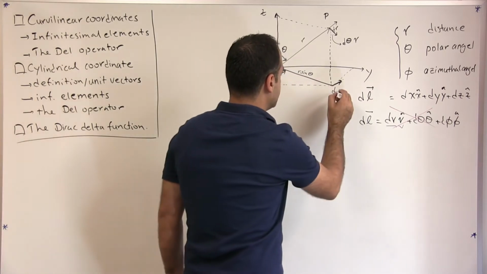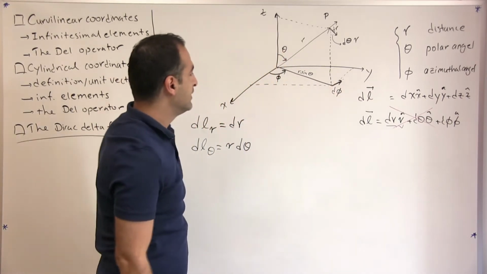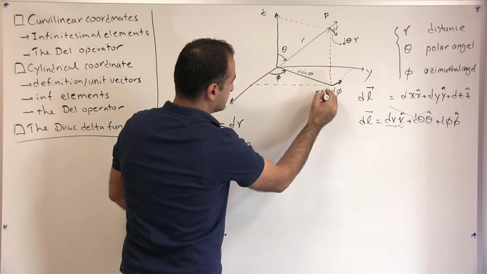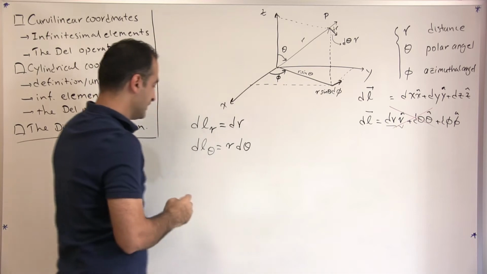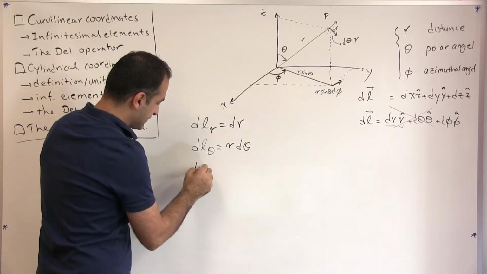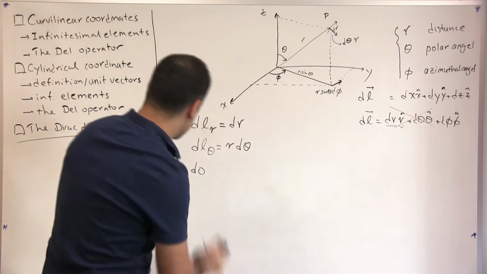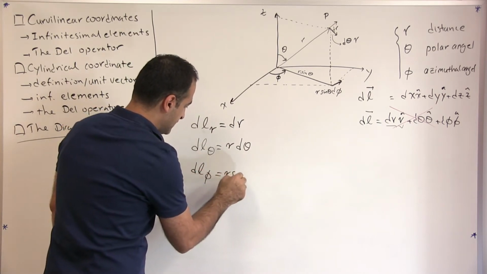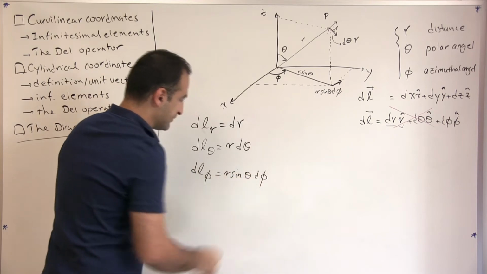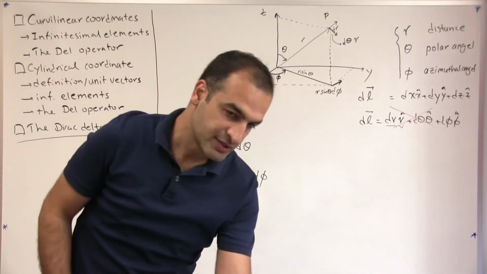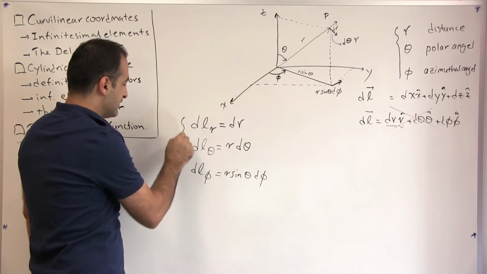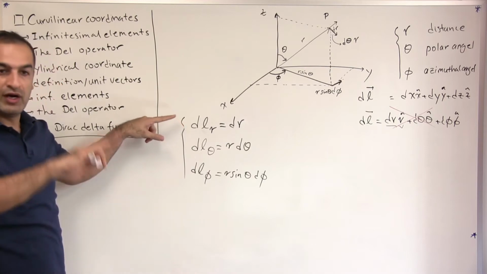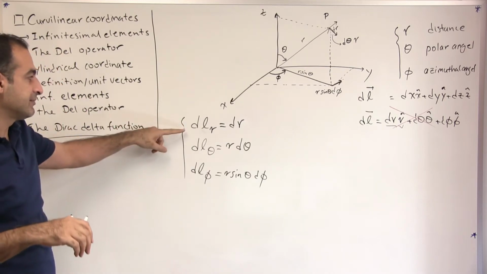The amount is going to be d phi times this length, which is r sine theta. So any small displacement in the phi hat direction is going to be r sine theta d phi. So we have this set of infinitesimal displacements, each of them written with the assumption that the two others remain constant and one parameter changes.